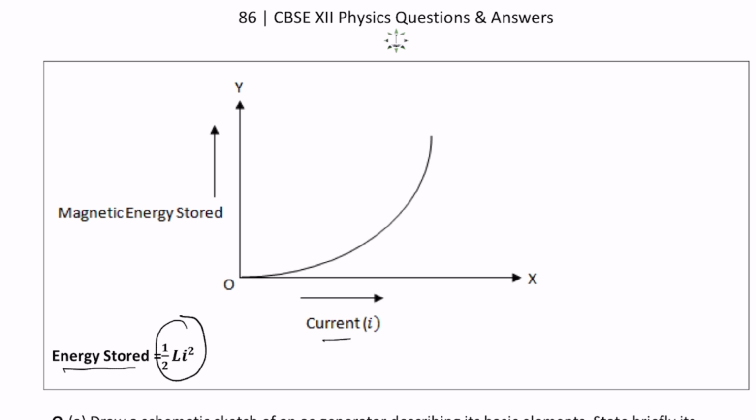Now if we put I along the x-axis and stored energy along the y-axis, then what will happen? If I increases, it is a quadratic equation, so it will not be a straight line, it will be a curve. So this is the curve. Okay.